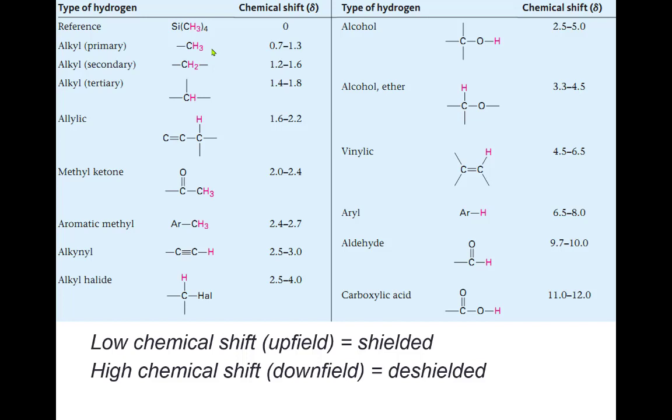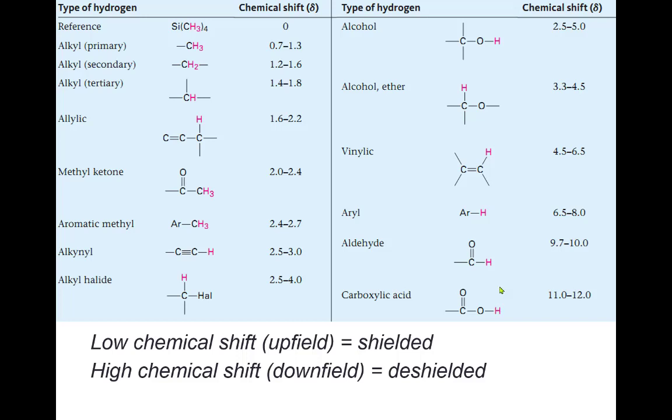The local electronics of the molecule are going to tweak these a little bit. So for instance, if I had a tertiary alkyl hydrogen here, it says 1.4 to 1.8. Now, if the next carbon over was part of a ketone, an ether linkage, or an ester linkage, it's going to raise this up a little bit. I would expect that hydrogen now to be at the top end of this range or maybe even a little higher. So don't consider the edges of these ranges to be cast in stone. These are just estimates to help you understand what you're looking for.